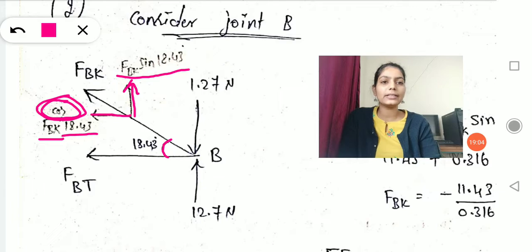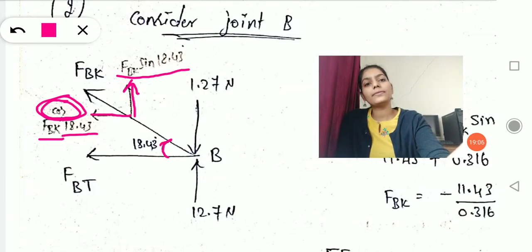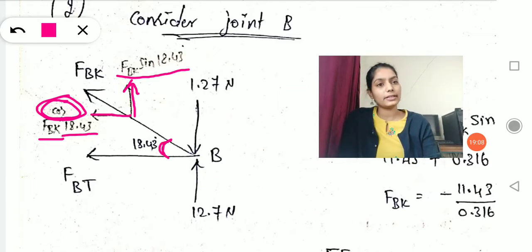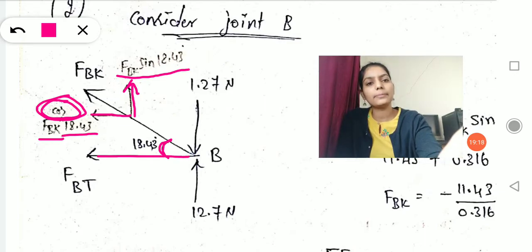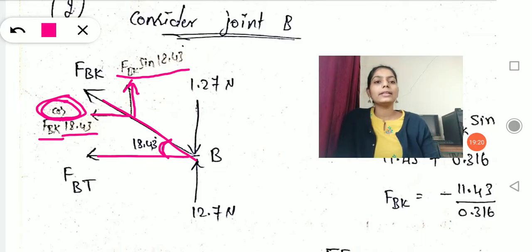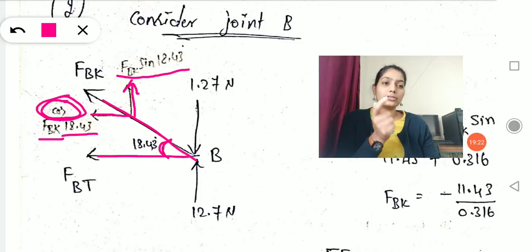What will be theta? 18.43. What will be theta? 18.43, right? Now everything is clear to us. Now we have resolved the inclined force and the horizontal force. This is the horizontal member at joint B, and this is the inclined one. Now everything is clear to us. Let's go for the equilibrium equations.